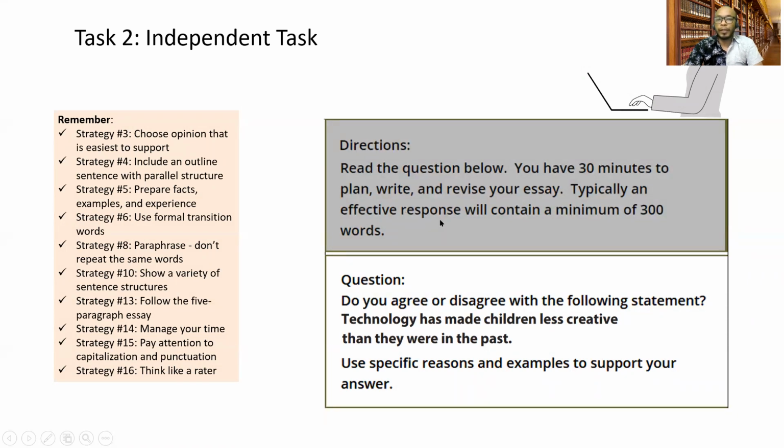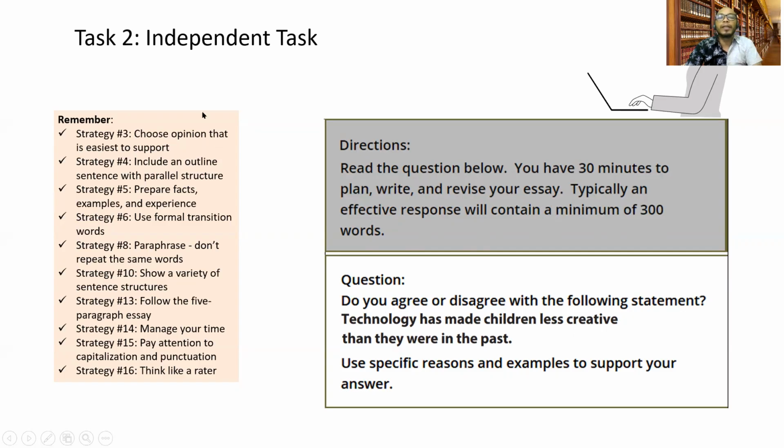As you can see, the directions given there ask you to read the question, and then you have 30 minutes to plan, write, and revise your essay, along with the clue of the expected number of words to get a good score for this task.